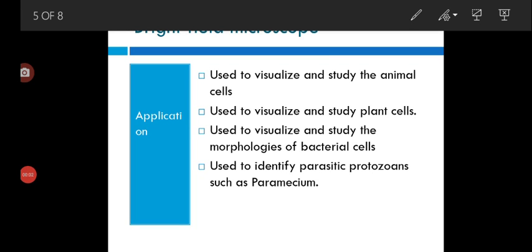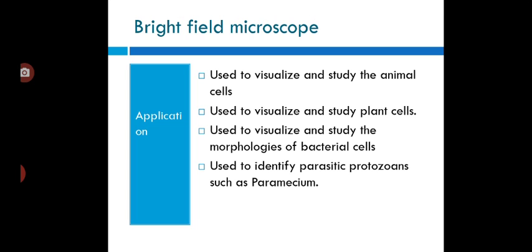Hello everyone, in this video I'll be explaining the application, advantages, limitations and enhancement of the bright field microscope. Coming first to the bright field microscope, it is used to visualize and study animal cells and also plant cells. It can also be used to visualize and study the morphologies of bacteria.